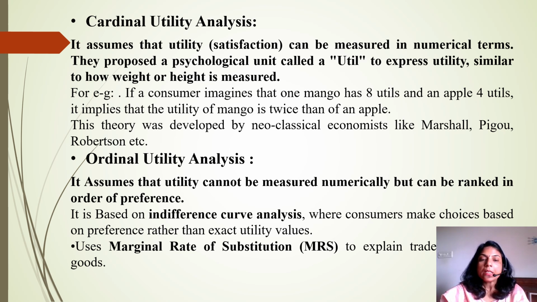For example, if a consumer imagines that one mango has 8 utils and an apple has 4 utils, it means that the utility of the mango is twice that of the apple. This cardinal utility theory was developed by neoclassical economists like Marshall and Robertson. Now, the second type is ordinal utility analysis.